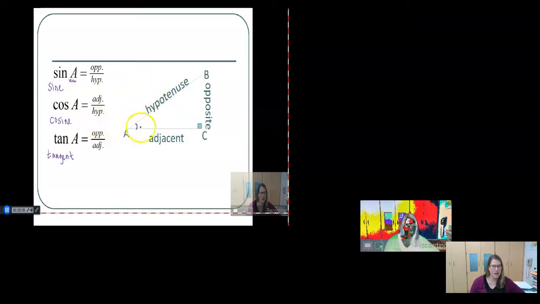Cosine of angle A is equal to adjacent over hypotenuse. And tangent of angle A is equal to the opposite side over the adjacent side. So it's relating the angle to the ratio of sides. Sine being the opposite over hypotenuse, cosine being adjacent over hypotenuse, and tangent being opposite over adjacent. So in a right triangle, a certain angle is always going to have the same ratio of sides.